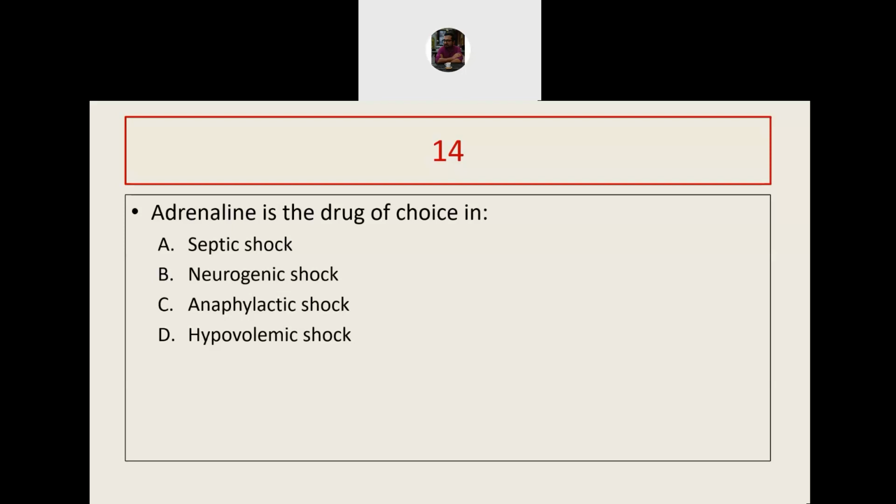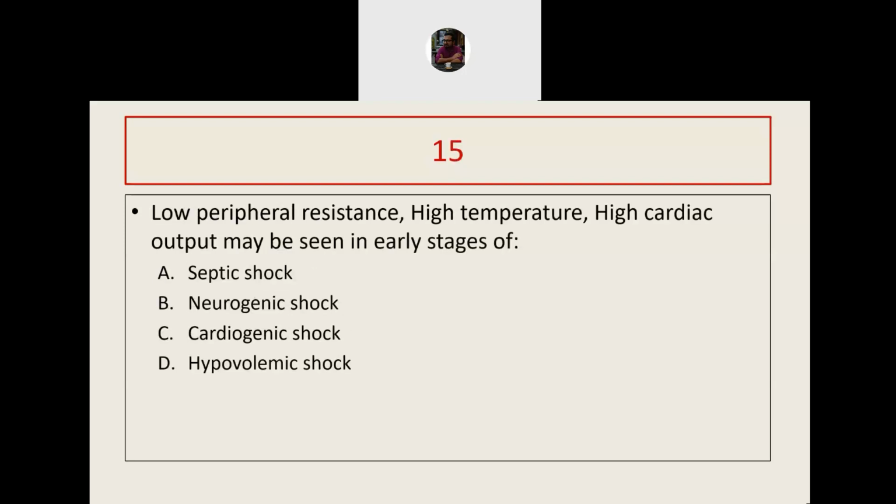And the final question. So if a patient comes with these combinations, low peripheral resistance, high temperature, high cardiac output, then this can represent the early stage of what kind of shock?